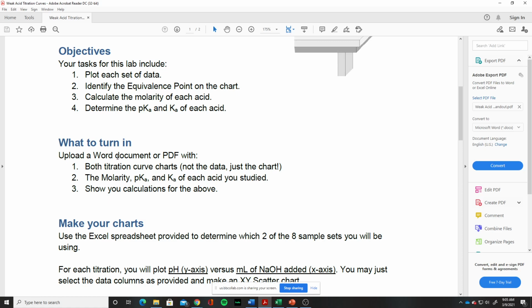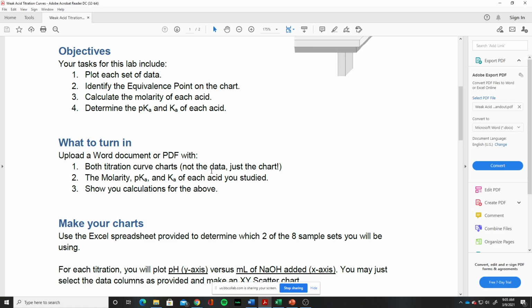So, what to turn in? All three of these things need to be turned in to me, or you will not get full credit. I want both the titration curve charts, not the data, just the chart.